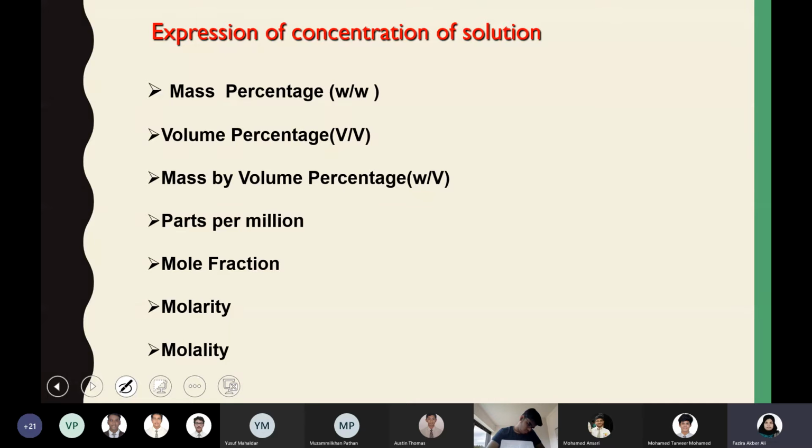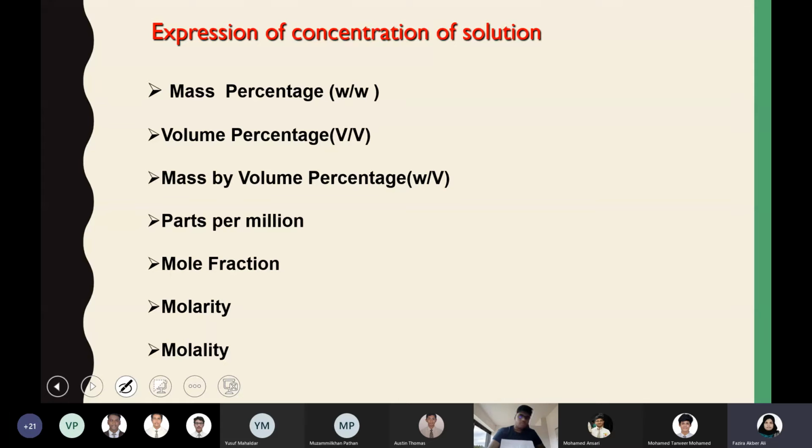Now, in order to compare different solutions, for example, you can prepare a glass of sugar solution by mixing 1 spoon per 1 glass, or maybe 10 spoons in 1 glass. So the amount of solute and the volume of the solution, or the amount of the solvent that you've taken, will be affecting the concentration.